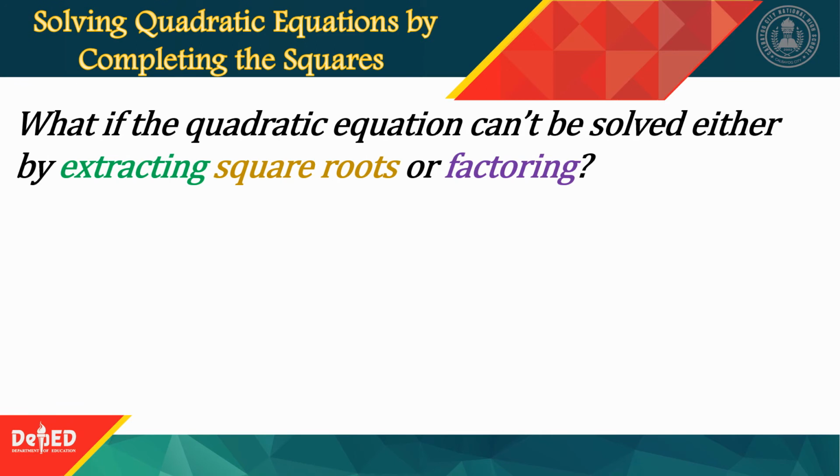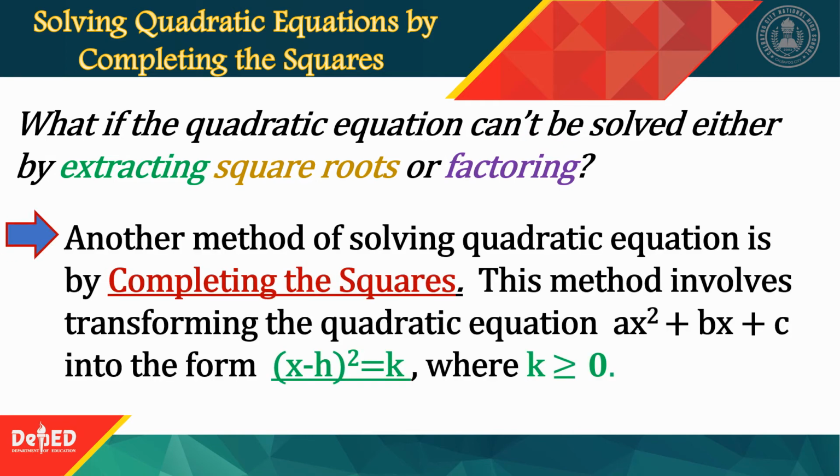What if the quadratic equation cannot be solved either by extracting square roots or by factoring? Another method of solving a quadratic equation is by completing the square. This method involves transforming the quadratic equation ax squared plus bx plus c into the form of the quantity x minus h squared is equal to k, where k is greater than or equal to 0.